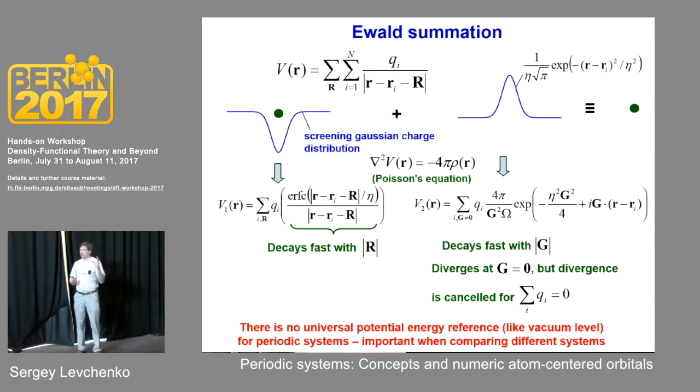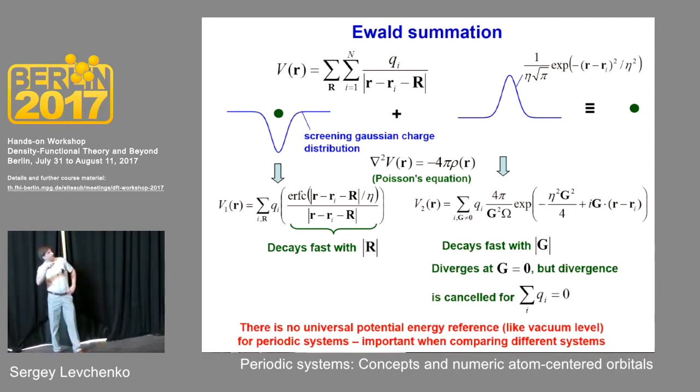There is a trick, however, which allows us to solve this problem and calculate exactly the electrostatic potential of the whole infinite array of charges. This is called the Ewald method, or Ewald summation method. The idea is that here we have a point charge. So the potential is a combination of Coulomb potentials from point charges at different points and periodic in different unit cells.